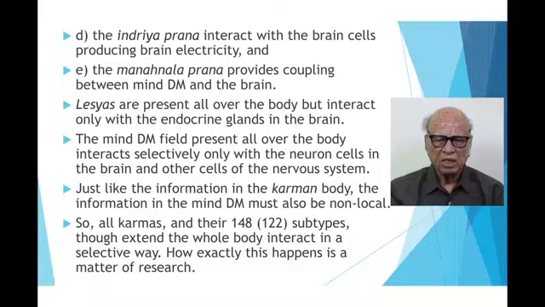Then the Leshyas are present all over the body, as I told you earlier, but they interact only with the endocrine glands in the brain, the pituitary and the hypothalamus. So again the action is selective. The mind DM is a kind of field, and it's present all over the body. But this field interacts selectively only with the neuron cells in the brain and other cells of the nervous system. So the mind DM is interacting only with the brain and the nervous system. You must appreciate how the interaction takes place.